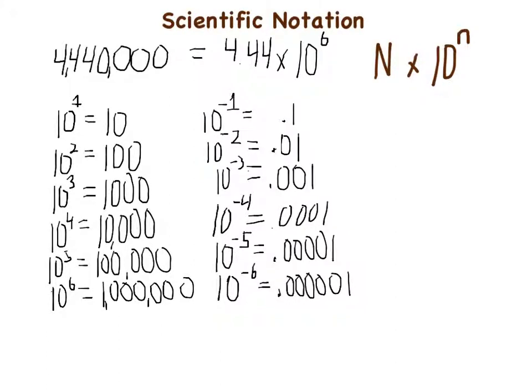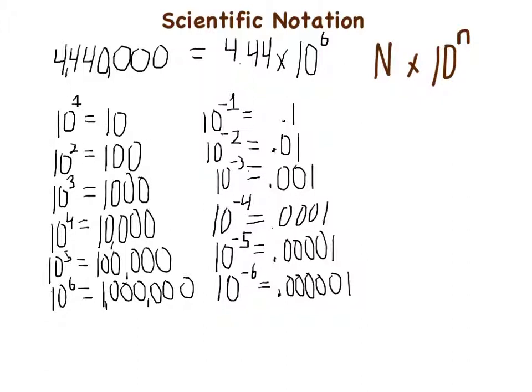Today we're going to be going over scientific notation. Scientific notation is used a lot in almost every single chemistry problem. It's basically a way to show a particular number or value in an easier format to look at.